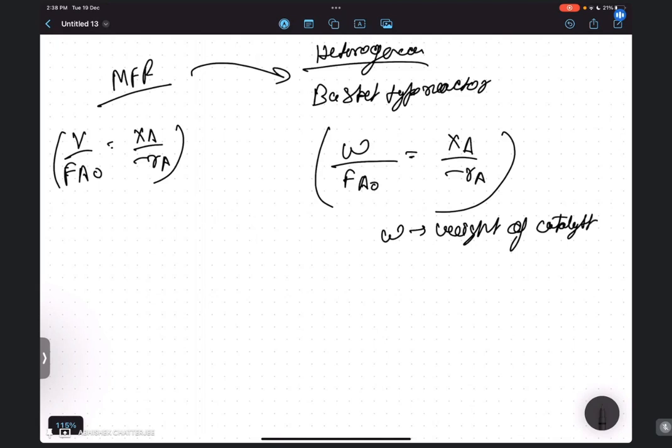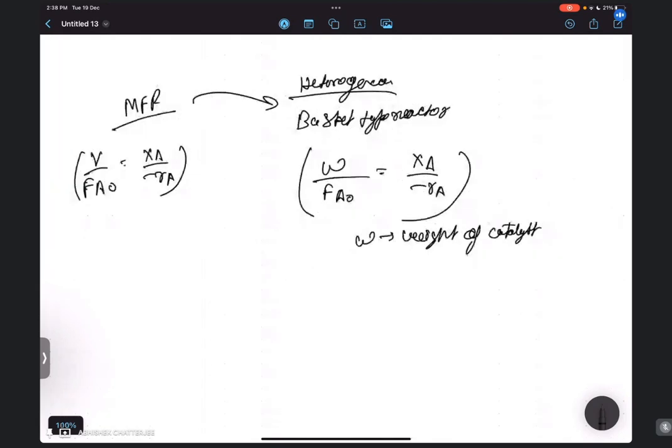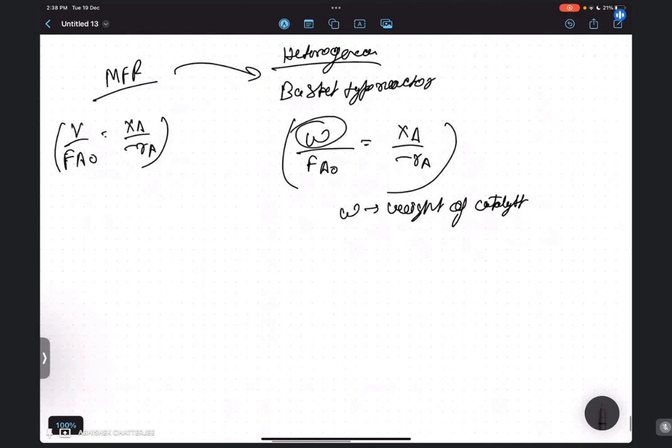No need to know anything else, you just know. If anywhere a basket type reactor is given, you directly use W as the weight of the catalyst, use this formula, and you get your answer. This minus Ra will be the same again. It will depend on whether it is first order, second order, or third order.